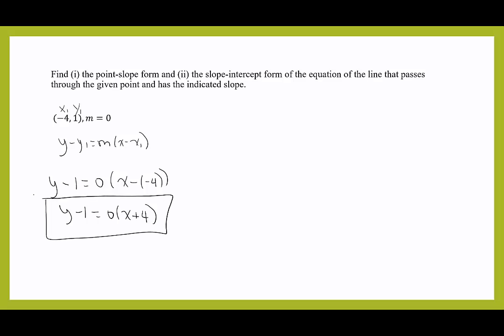Y minus 1 equals 0 times x plus 4, and this would be our point slope form. This is pretty unusual. Normally we wouldn't see it like this, but hey, it happens. Then from here, to get it into slope-intercept form, well, 0 times anything is just 0, so we would have y minus 1 equals 0, and then we would add 1 to both sides, and we would have the equation y equals 1.